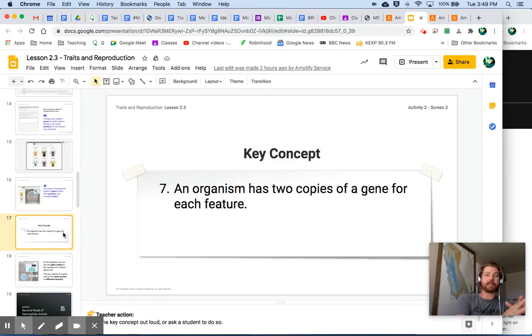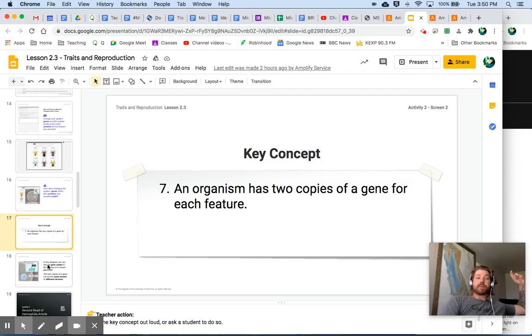Hey, let's look at this key concept right here. An organism has two copies of a gene for each feature. Did you notice that when you were changing the spider's genes, there was actually 1 and 2? Well, that makes sense because maybe both of those genes are the same. And that would mean that they produce two of the same protein. Maybe they're different and they're producing different proteins. Now, it's for the same feature, but it's going to end up as a different trait.